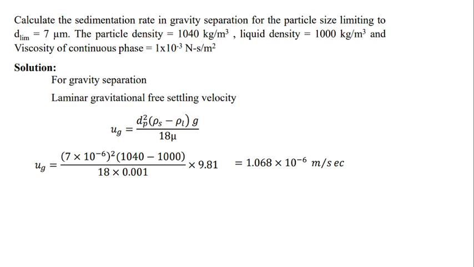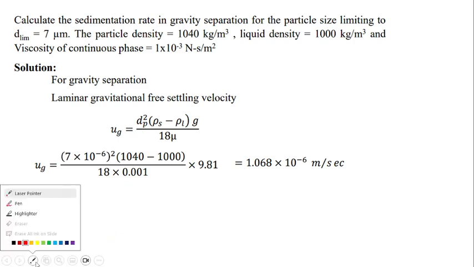Now, the next problem is, calculate the sedimentation rate in the gravity separation for the particle size limiting diameter, which is given as 7 micron. The particle density is given as 1040 kg per meter cube, and the liquid density is given as 1000 kg per meter cube, and the viscosity of continuous phase is given as 1 into 10 power minus 3 Newton second per meter square.